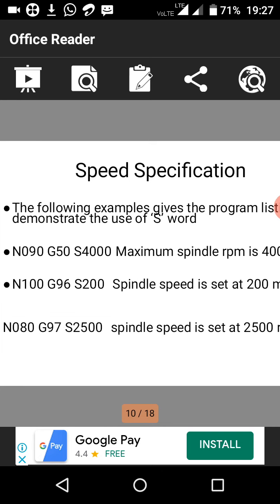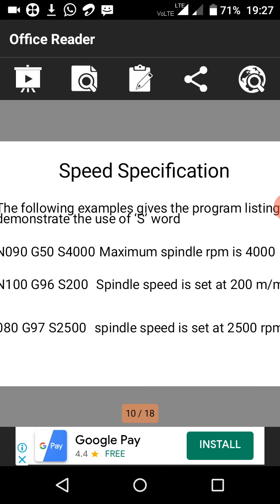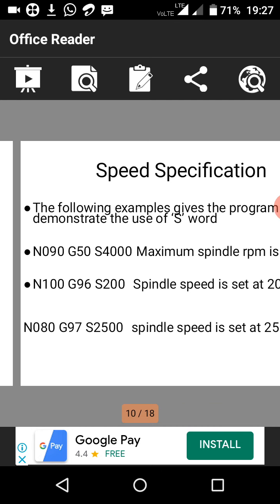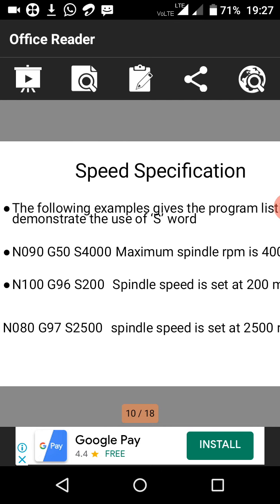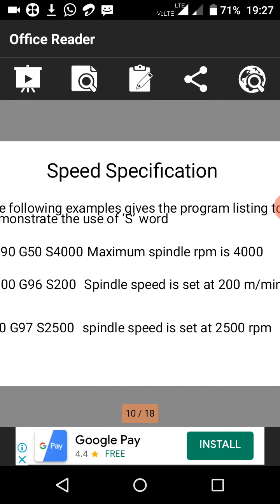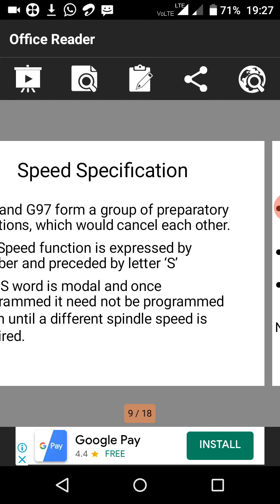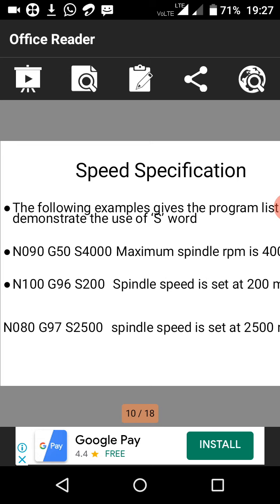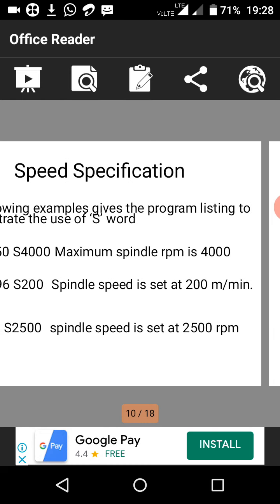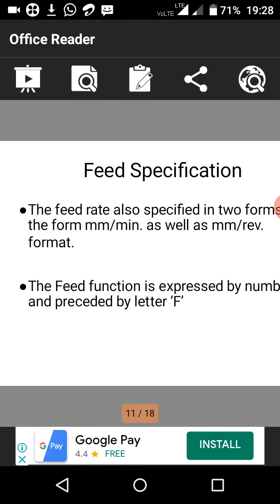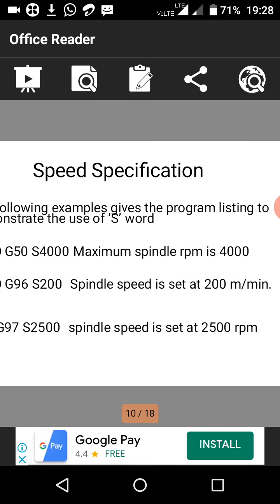Since we are writing G96, the units change to meters per minute, whereas when G97 comes, we write RPM. So G97 indicates RPM units, and G96 indicates the speed in meters per minute. That is the speed specification.